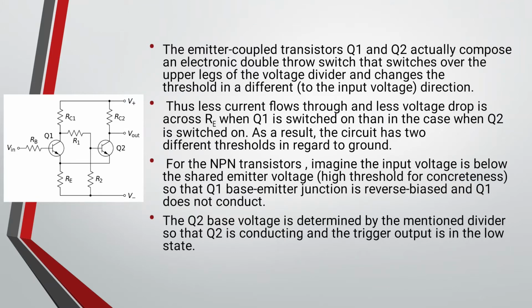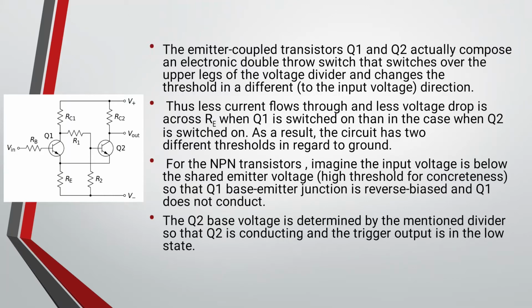The emitter coupled transistors Q1 and Q2 actually compose an electronic double throw switch that switches over the upper legs of the voltage divider and changes the threshold in a different direction. Thus, less current flows through RE and there is less voltage drop across it when Q1 is switched on than when Q2 is switched on. As a result, the circuit has two different thresholds with regard to ground.